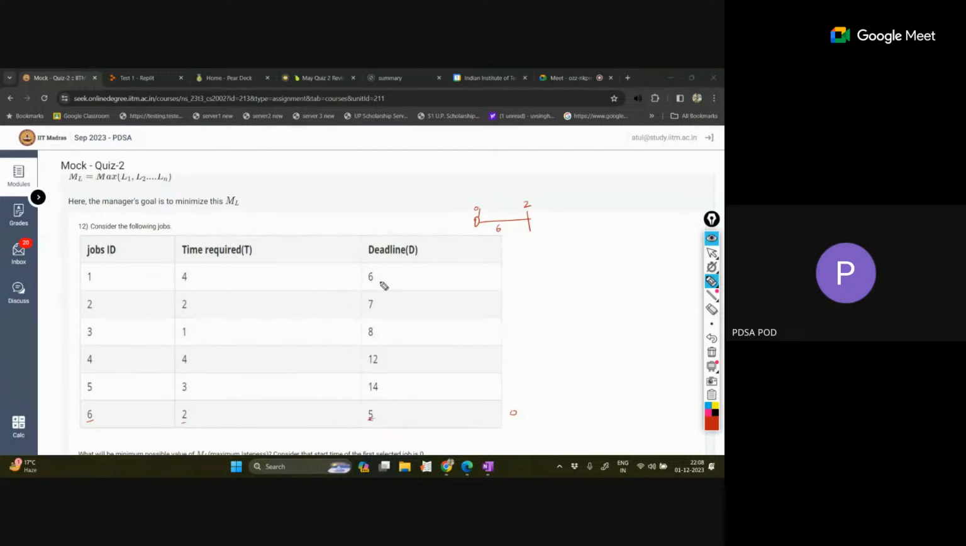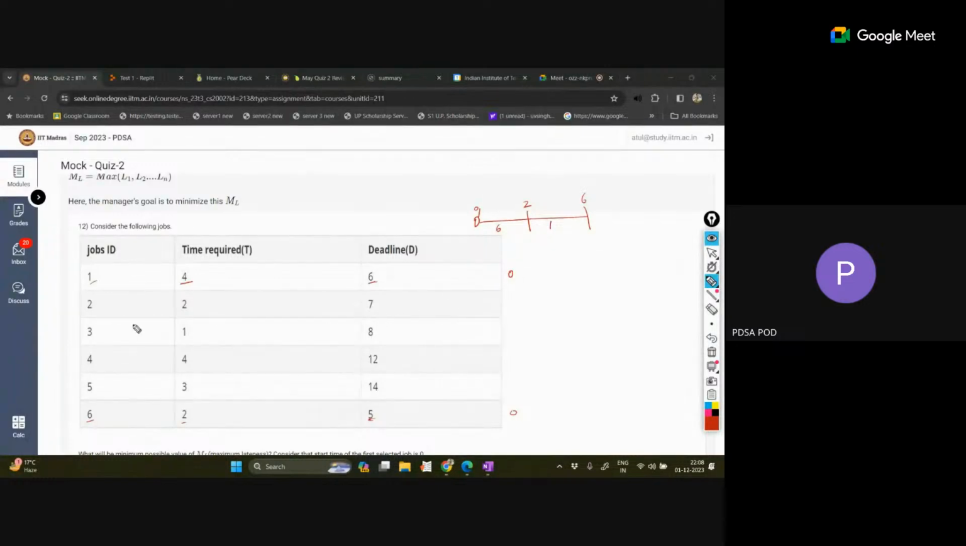After that, we look for the next smallest one. This is job ID 1. The time required to complete this is 4, so we add it to the previous end time. 2 plus 4 is 6. That means job ID 1 will be completed at time 6, and the deadline for this is 6. So same, we are not late, 0 lateness.